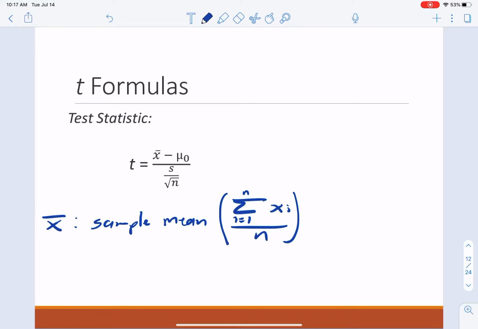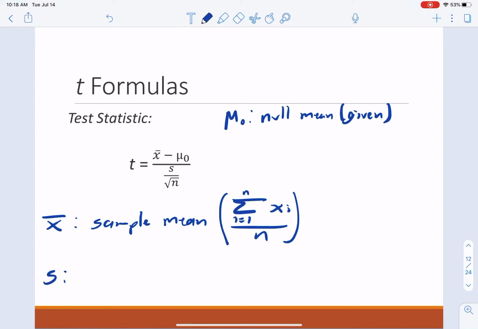Mu sub naught. I'll write it up here. Mu sub naught, or mu naught. This is just our null mean, rooted in the null hypothesis. And this, thank the Lord, is always given to us. It's the status quo. Very similar to what we saw last week with p naught. We just have mu naught, the null mean of the population, or the known mean. We're testing against it.